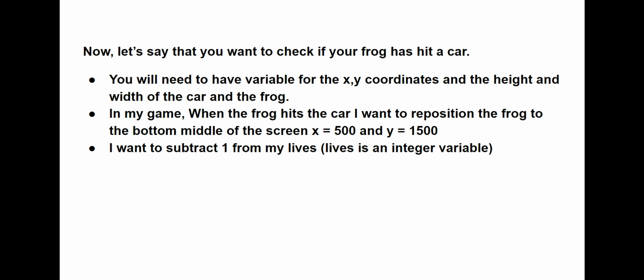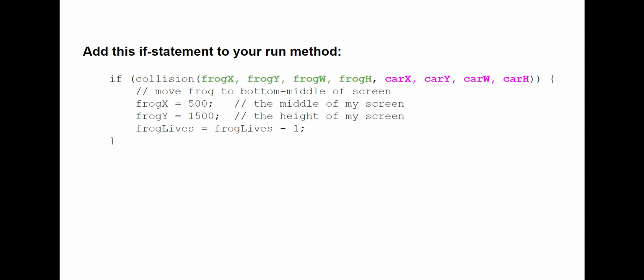In my game, I want to check if the car and the frog have collided. When the car and frog overlap, I want to move the frog to the bottom of my screen and I want to subtract 1 from the frog lives. In order to do this check, I need to add the following if statement in my run method.